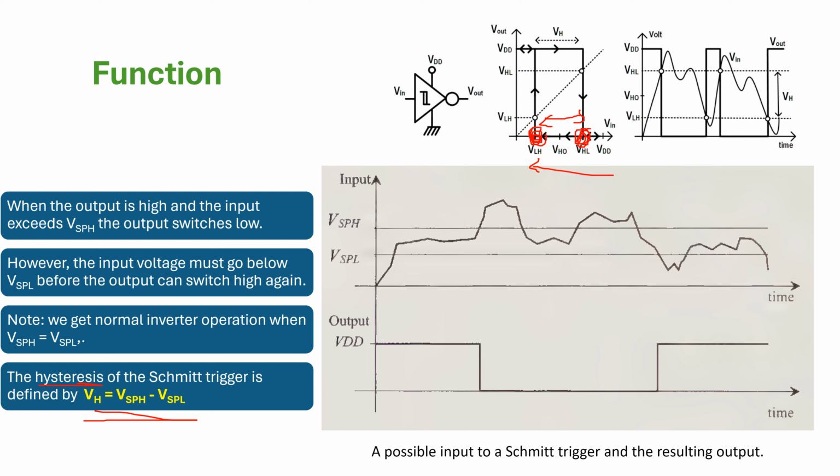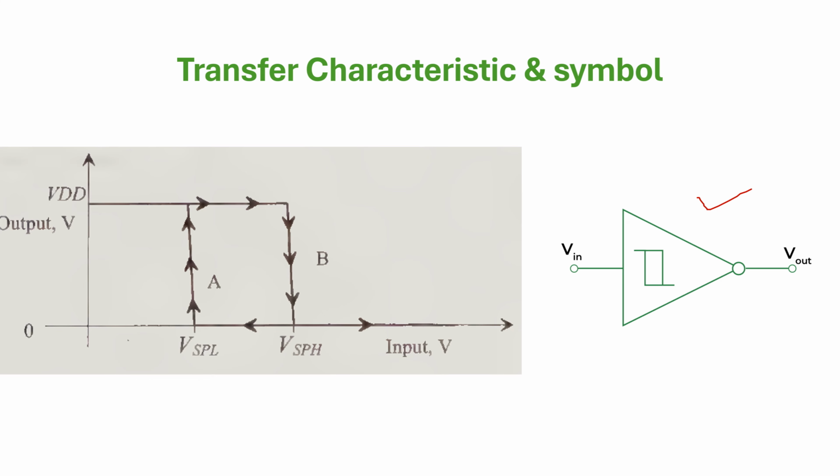Right side is the symbol of the Schmitt trigger, left side is the transfer characteristic. How do you find this out? With a DC sweep: the input is swept from 0 to VDD, and the voltage at which the output transitions from high to low is calculated. Typically, assume it's a CMOS inverter, so the input is going from 0 to high.